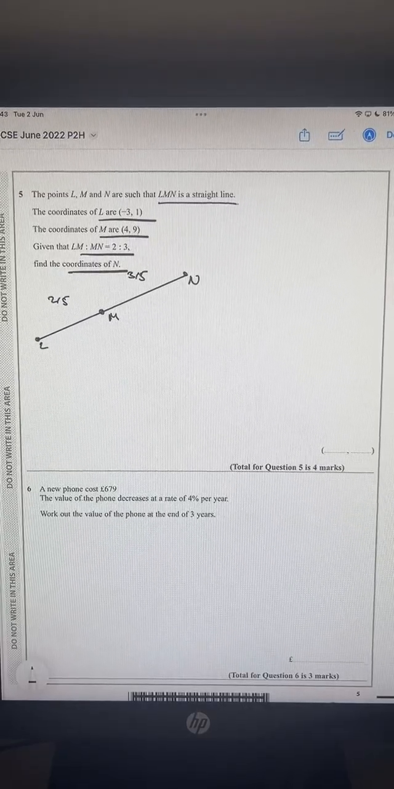And then I got GCSE maths paper 2 higher. I'm watching A-level stuff. No, this is GCSE stuff. Don't worry. A-level stuff is later.